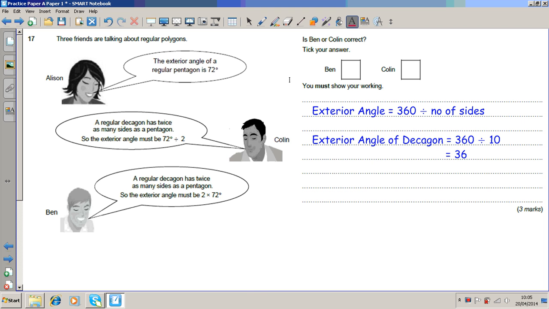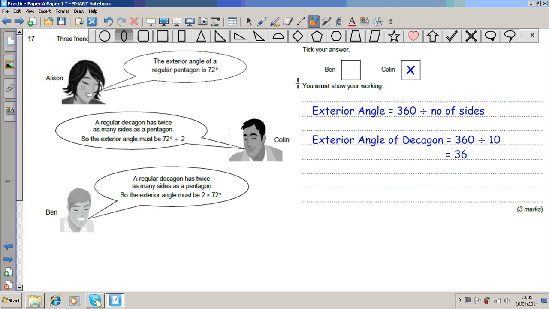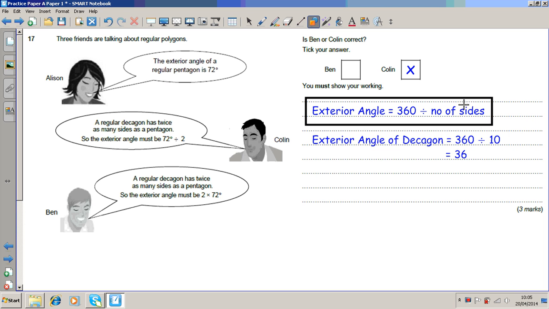So now we know that, who's correct? Well, Colin here says 72 divided by 2, well that's 36, and he says 2 times 72 is 144, so Colin is correct. Okay, this is a rule that you kind of need to know, people. The exterior angle of a polygon is 360 divided by the number of sides. Kind of need that one. Sorted, and then we're done.